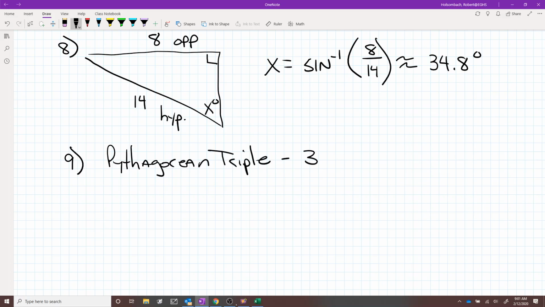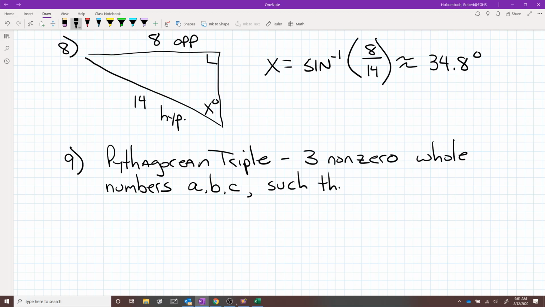Those are 3 non-zero whole numbers, A, B, and C, such that A squared plus B squared equals C squared. That's your definition of a Pythagorean triple.